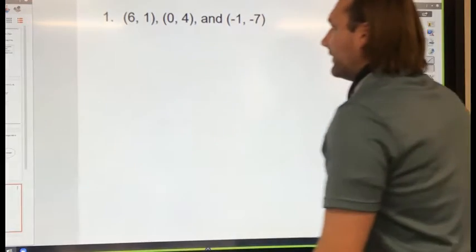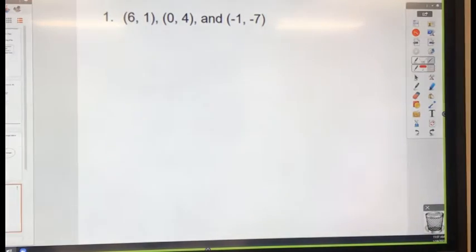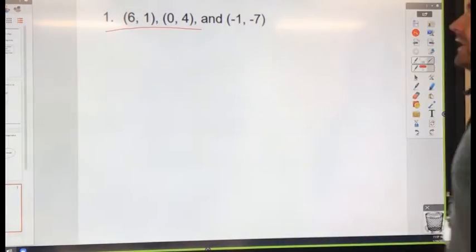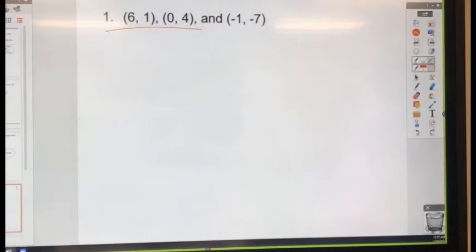All right. So let's take this example. This is what we're doing today: (6, 1), (0, 4), and (-1, -7). Again, I have to calculate the distance 3 times. So let me start with (6, 1) and (0, 4). What is the distance between those 2 points?